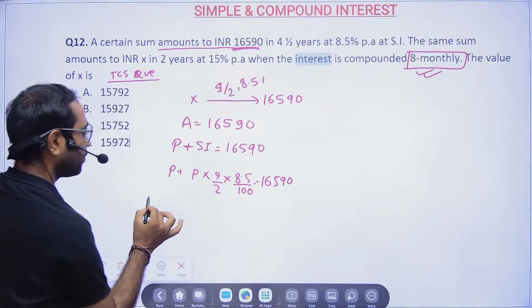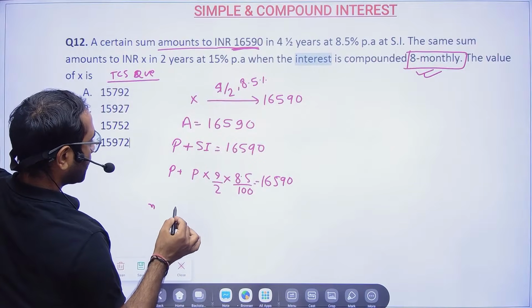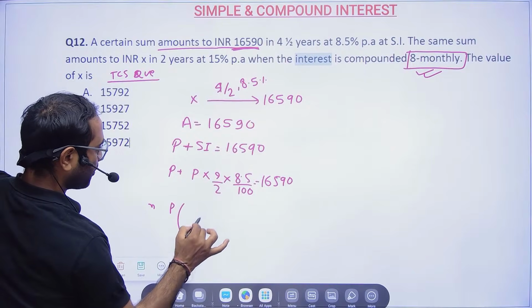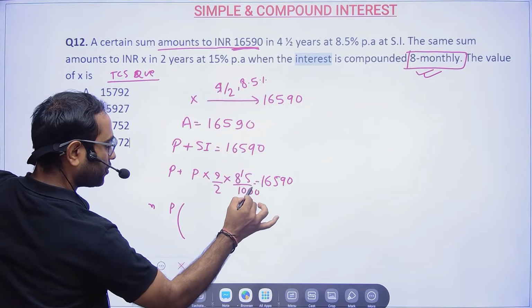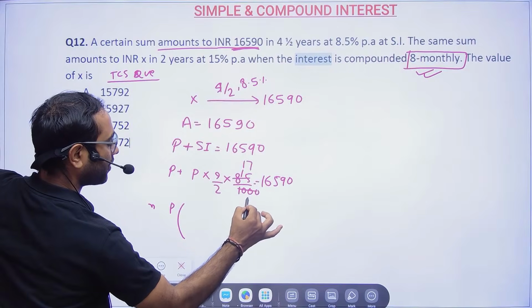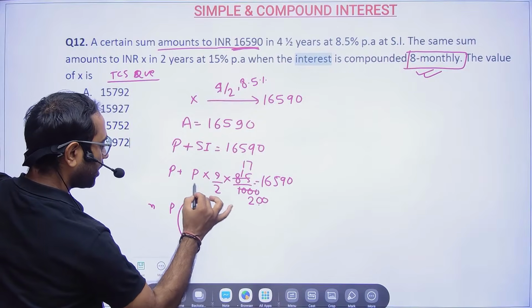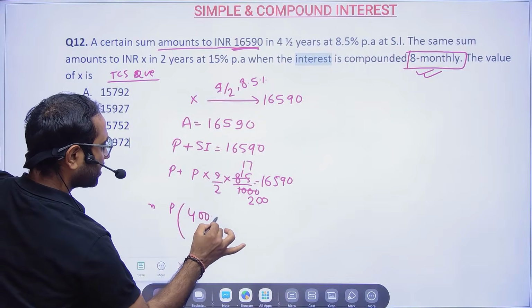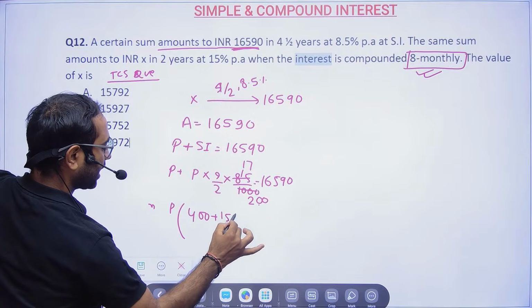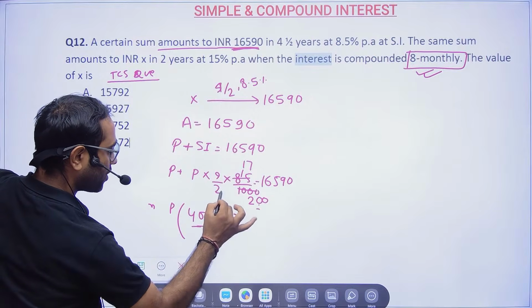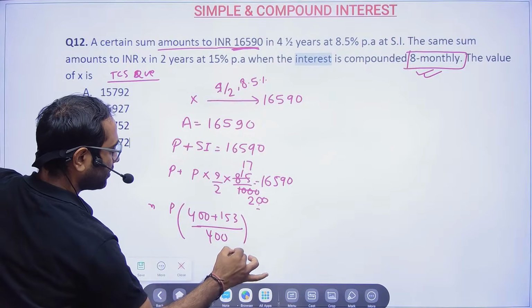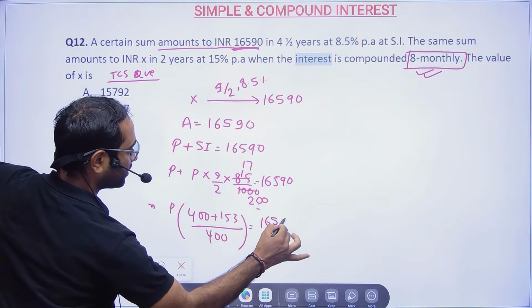Hold on, don't worry. Now what will I do? I will take P common, and if you remove the decimal, one more zero will come. So 517 times 5, 200 times 400. So 400 plus 17 times 9 is 153, divided by 200 into 200 is 400, equals 16590.